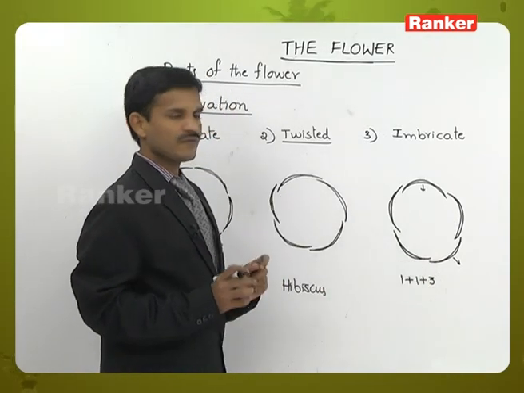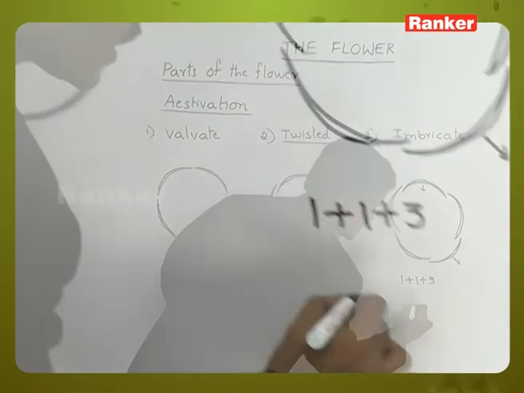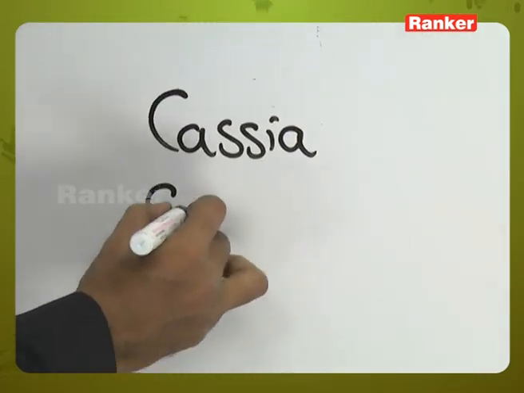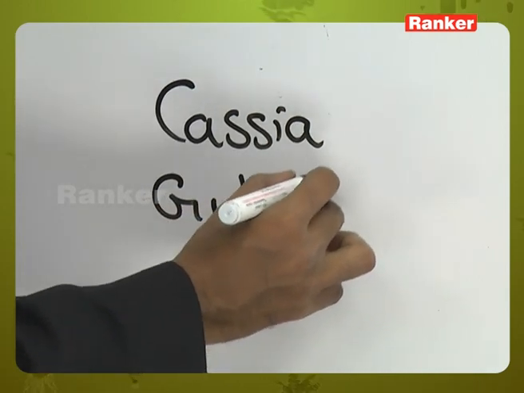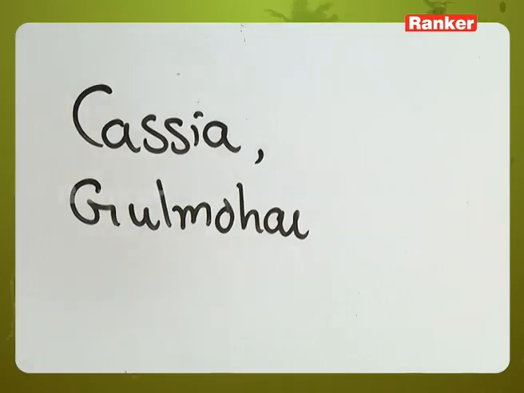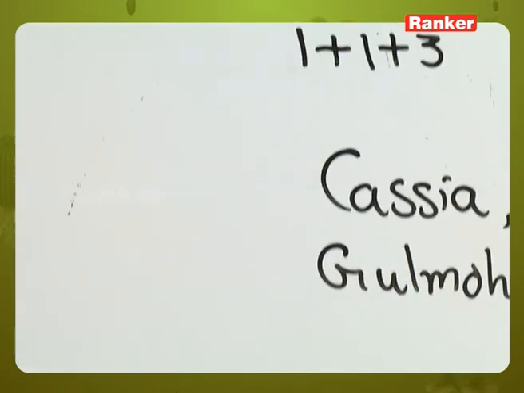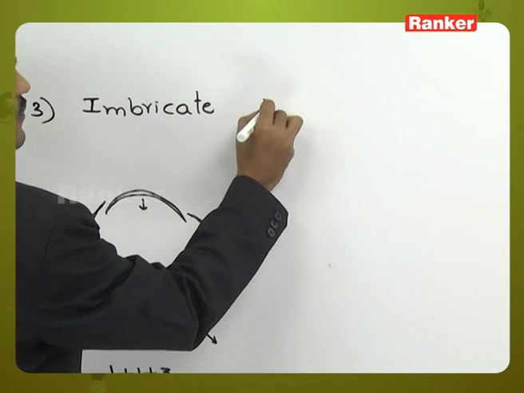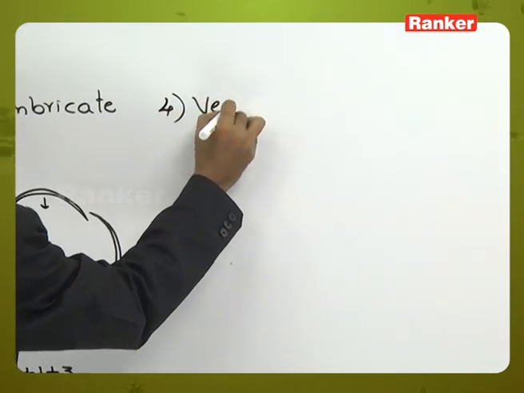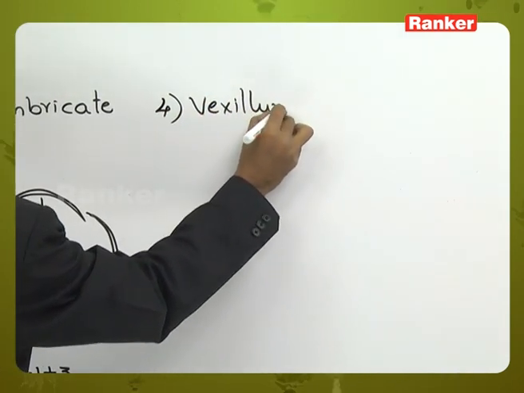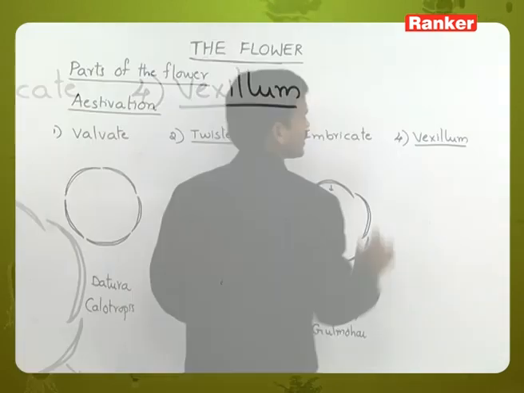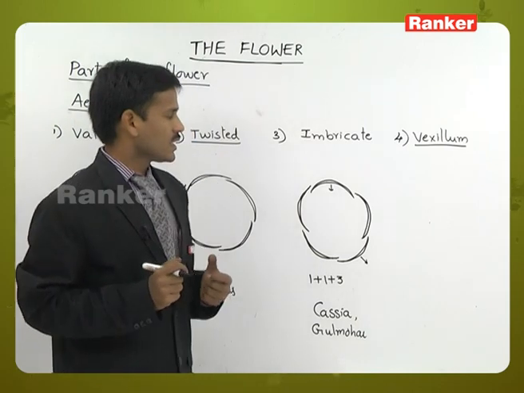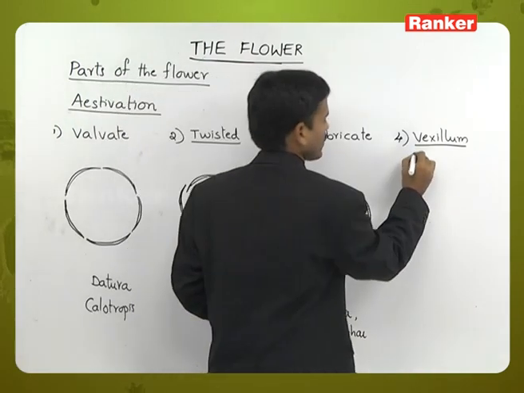Imbricate type of aestivation is observed in Cassia, Gulmohar plants. Next, the fourth type of aestivation is the vexillary type of aestivation, vexillum. The vexillary type of aestivation is also called descendingly imbricate type of aestivation.